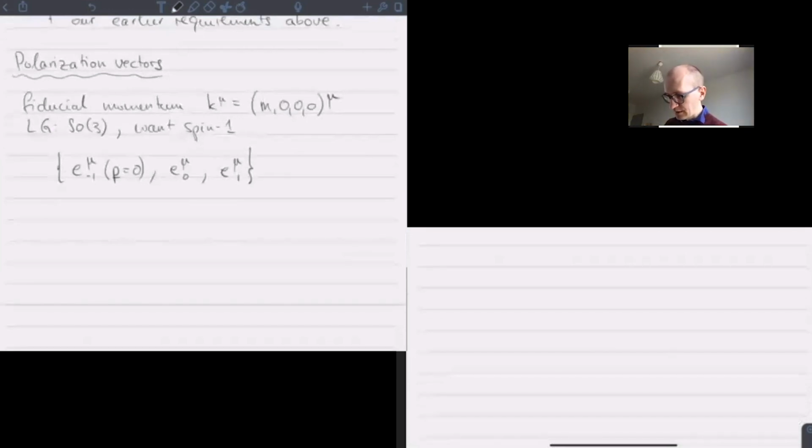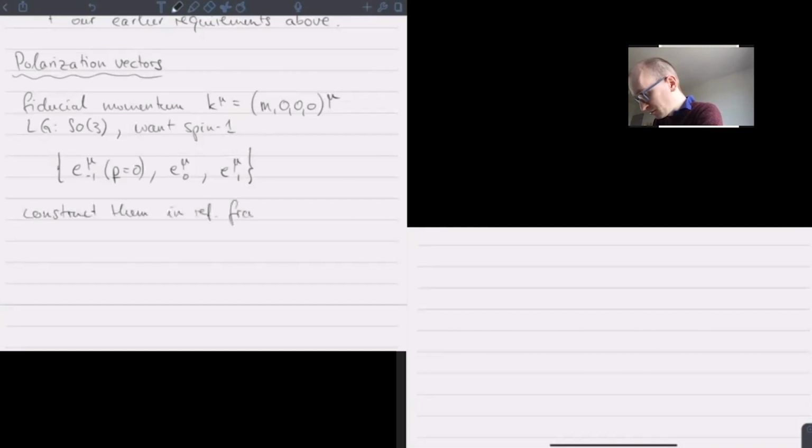Okay, so let's construct those things. One way of doing that is we just look at the Lorentz transformation that is a pure rotation, okay? So we construct them as follows, in the reference frame first. Well, one really should say fiducial frame. I always say those things. I mean, everything is a reference frame in some sense. We mean, of course, the frame in which the momentum takes the reference form. So that's usually the fiducial frame.